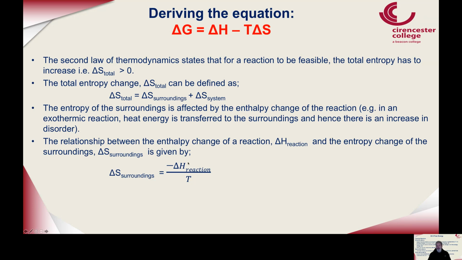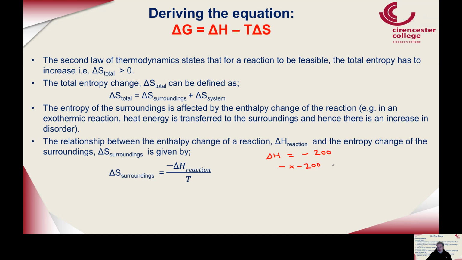Now let's think about this. Why is it divided by temperature? Let's put some numbers in there just so you can see how that works. So for instance, say we've got the delta H is exothermic and equals minus 200. Now, if we have the delta S surroundings, it's minus times minus 200.